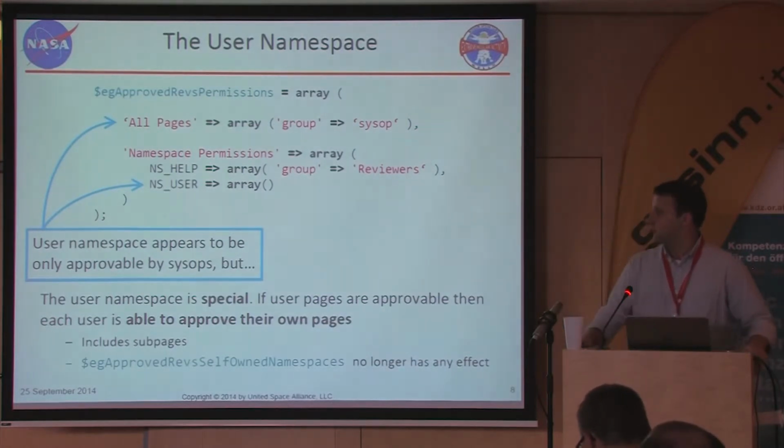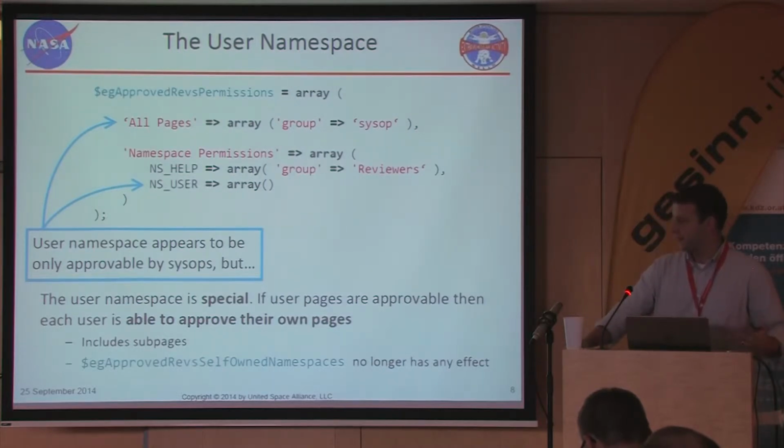Kind of like the current version of Approved Revs, the user namespace is special. You'll see here I haven't defined any particular group that is able to approve in the user namespace. However, it's special in that the particular user that page is associated with is able to approve their own page, which just seems fair. You should be able to approve what is yours. And that also applies to subpages.